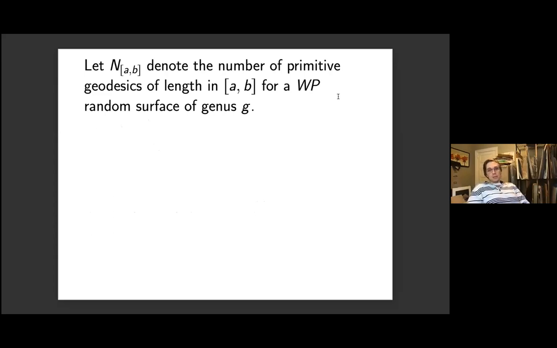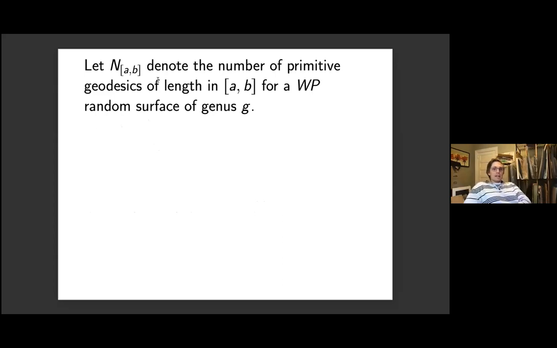N sub AB. So given an interval AB, where A and B are positive real numbers, so we have this interval AB in the real line, then we can let N_AB denote the number of primitive closed geodesics. Primitive just means it's not a multiple of another one. You can ignore that detail.